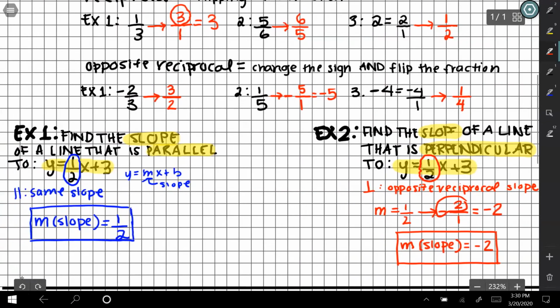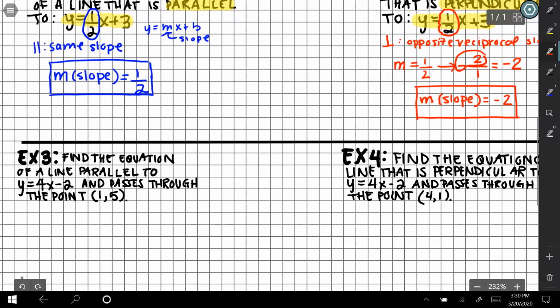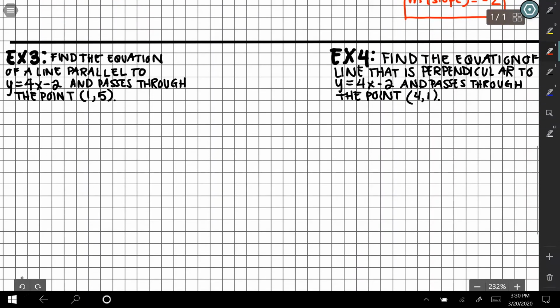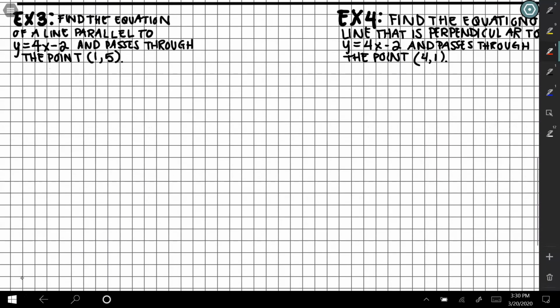Alright, so now we're going to move into the problems that are a little bit more difficult. And these, we just have to tie in a little bit more of our algebra knowledge to find the answer. So we are finding the equation. So now we're finding the entire equation instead of just the slope of a line that is parallel to y equals 4x minus 2 and passes through the point 1, 5.